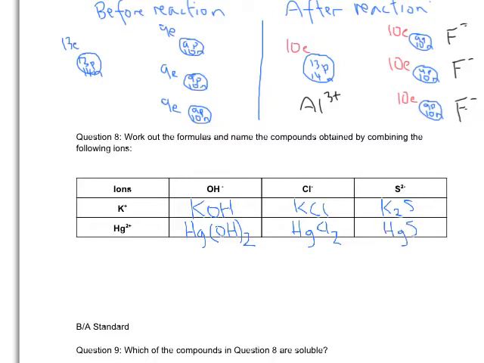If I'm naming these compounds, KOH is potassium hydroxide. So you'll need to go and look up your periodic table to find that out.